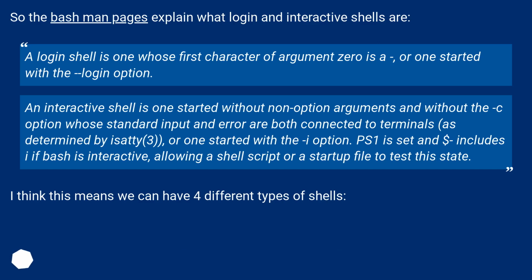A login shell is one whose first character of argument 0 is a dash, or one started with a login option. An interactive shell is one started without non-option arguments and without the -c option, whose standard input and error are both connected to terminals, as determined by isatty(3), or one started with the -i option. PS1 is set and $- includes i if bash is interactive, allowing a shell script or a startup file to test this state. I think this means we can have 4 different types of shells.